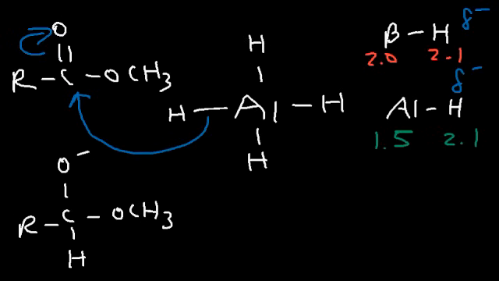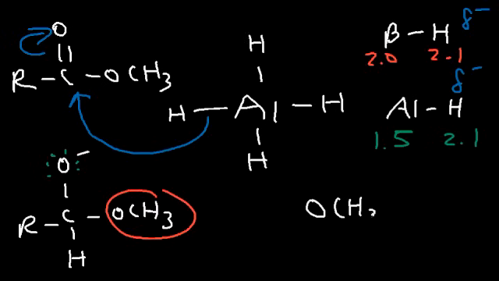And now we need to decide which group is going to leave. We know the R group is not going to leave, nor will the hydrogen leave. Even though OCH3 is not a great leaving group, compared to hydrogen and the R group, it's a better leaving group. It's better to put a negative charge on an oxygen atom as opposed to a hydrogen atom or a carbon atom.